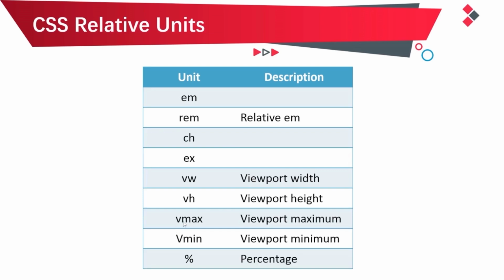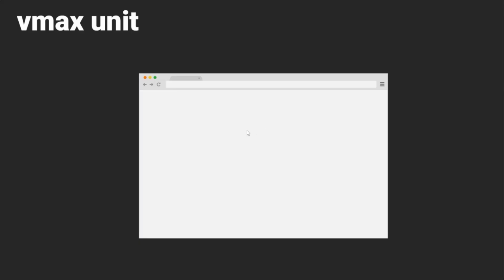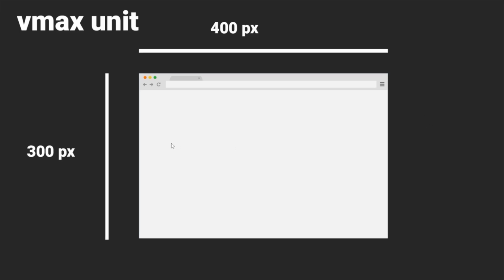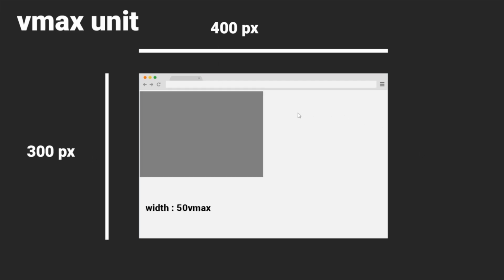Now let's talk about our last two units, Vmax and Vmin. Vmax stands for viewport maximum and Vmin stands for viewport minimum. So let's start the practical. But before we start the practical, I want to clear up the Vmax and Vmin units. On your screen, you can see a browser window. The browser window height is 300 pixel and the browser window width is 400 pixel. And here we create a div inside this browser window. And also we specify a width for this div element, which is 50 Vmax. It means it's going to take 50% value of browser width, which is 200 pixel.